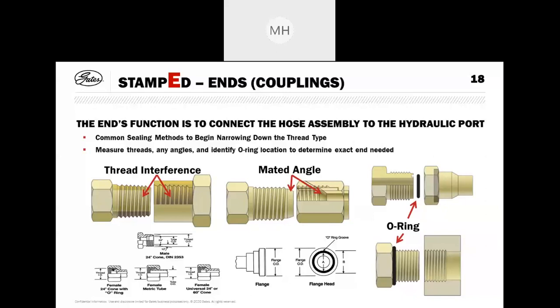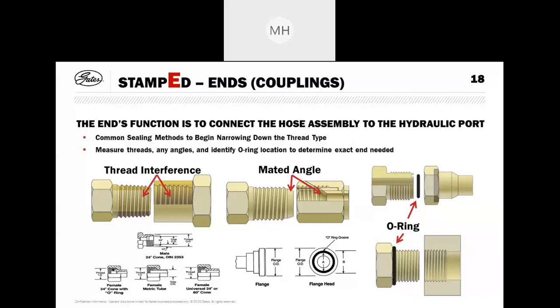Now, the females can come with O-rings. The females can be the tube with a nut and olive included on there. Now that can be manufactured, and the nut and olive is seated and it bites into the tube to create the seal. And then there's a universal style as well. So there's the female with a 24-degree or 60-degree cone.